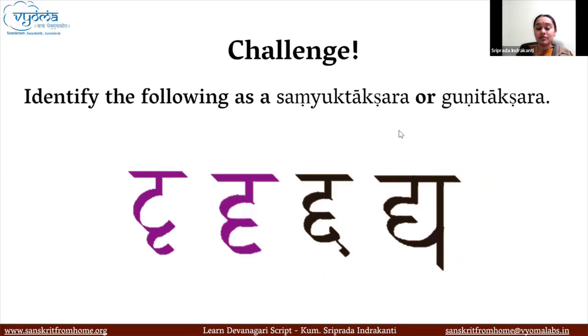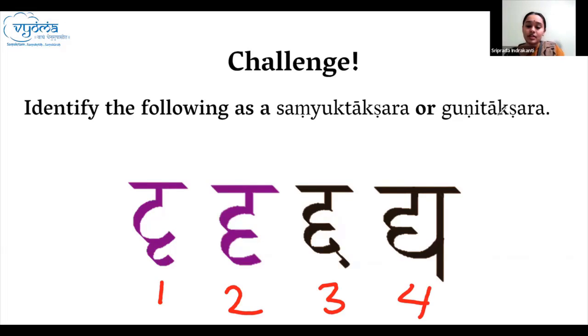So observe the following letters and identify which are Samyuktaksharas and which are Gunitaksharas. 1, 2, 3, and 4. So first tell me which are Samyuktaksharas. Third one. Okay, 3 and 4. I got many answers, but the correct answer is 3 and 4.